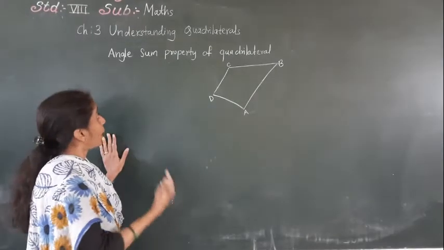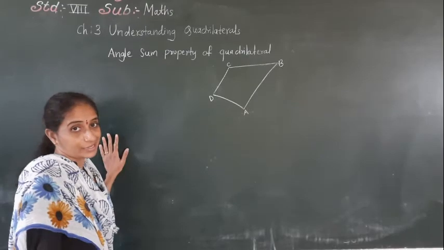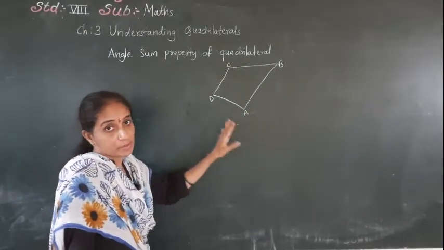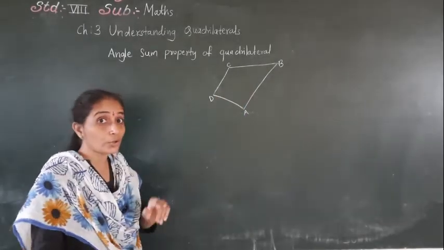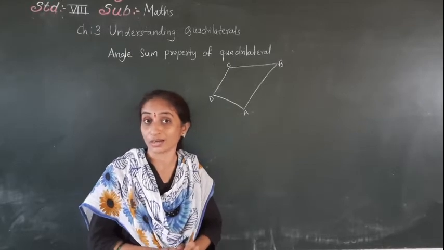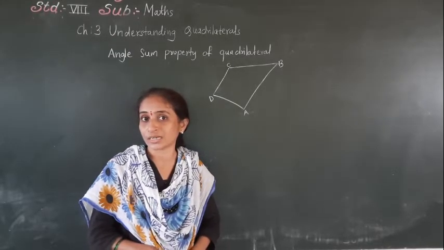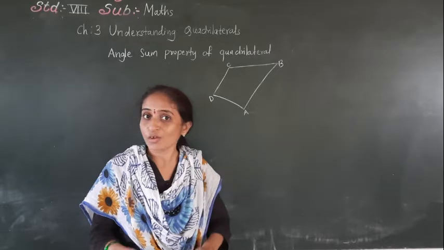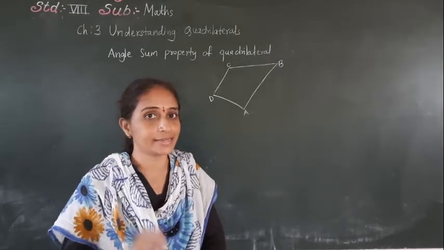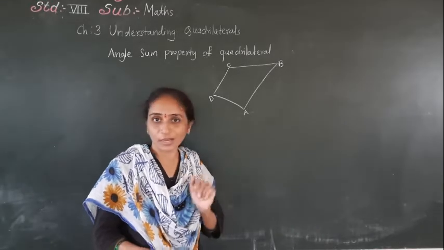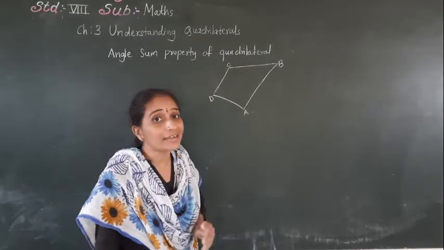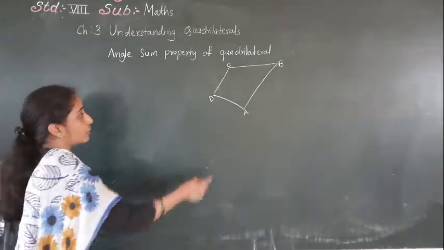Okay, let's learn now the angle sum property of a quadrilateral. Now see, this is quadrilateral ABCD. ABCD is a quadrilateral. Now you have learned the same type of property in the previous year, the angle sum property of a triangle. What is the angle sum property of a triangle? The sum of the angles of a triangle is equal to 180 degrees. Okay, this you have already learned previous year. So, what is the angle sum property of a quadrilateral?